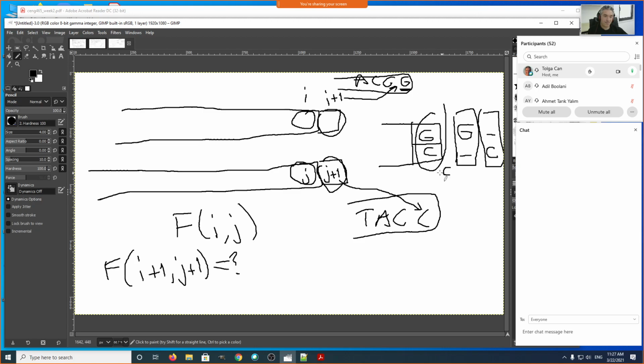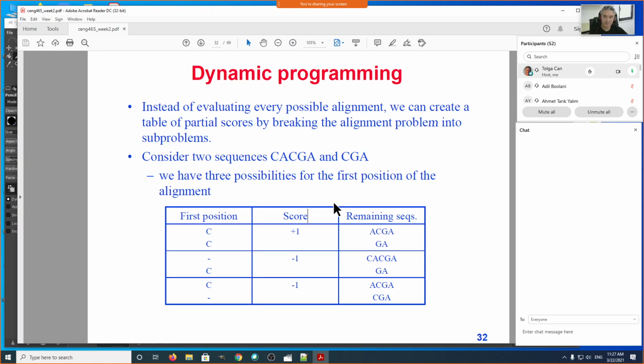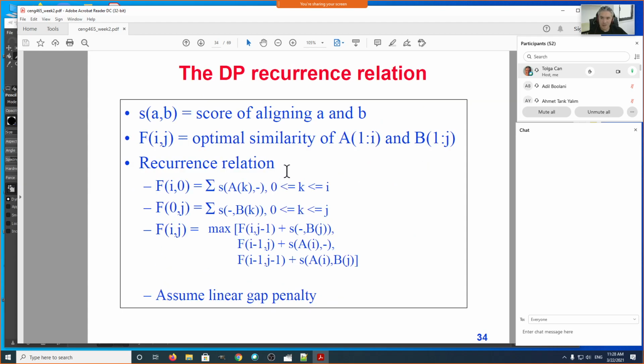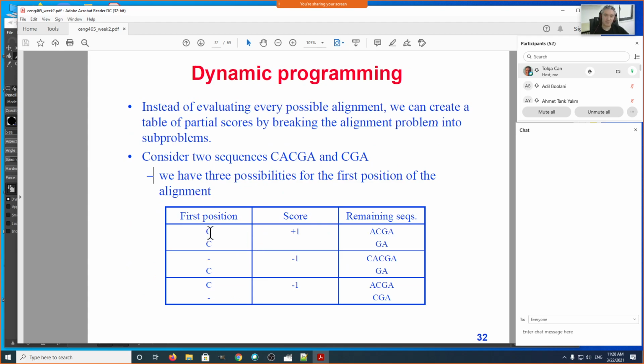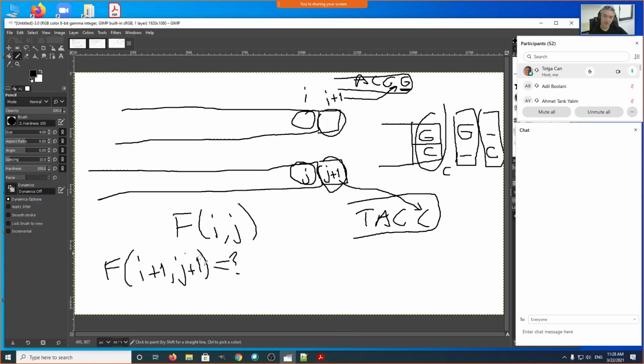So the best way to align these three things, if I go over to the slides, is shown here. This actually starts by looking at the first position, but the idea is the same. If you consider the sequences CA, CGA, and CGA, the first position can either be this one, a gap against the second, or a gap against the first. These are the three possible cases, and each comes with some score or penalty if we make that choice. But the remaining sequences become like this, and this kind of analysis makes it difficult to compute recursively like this.